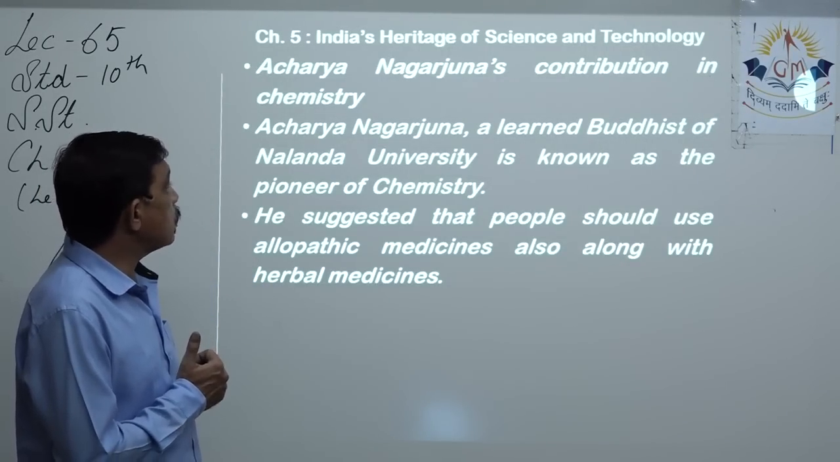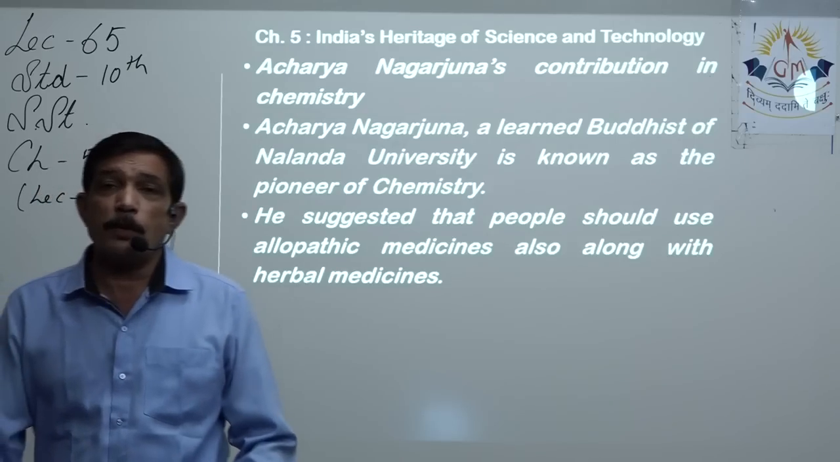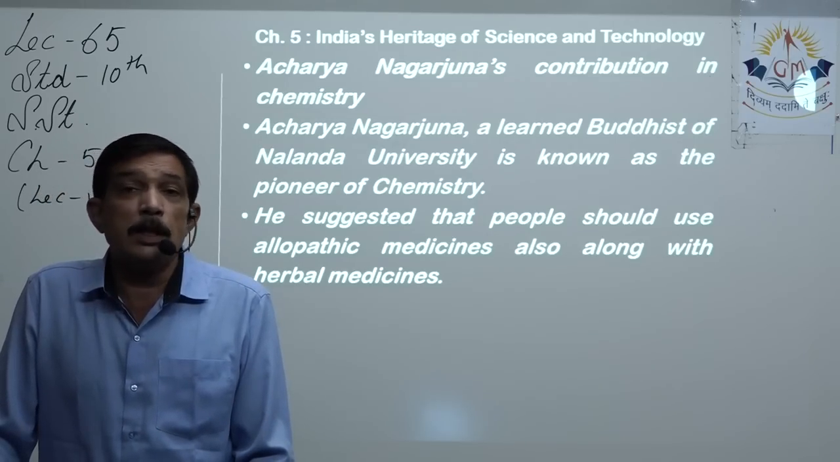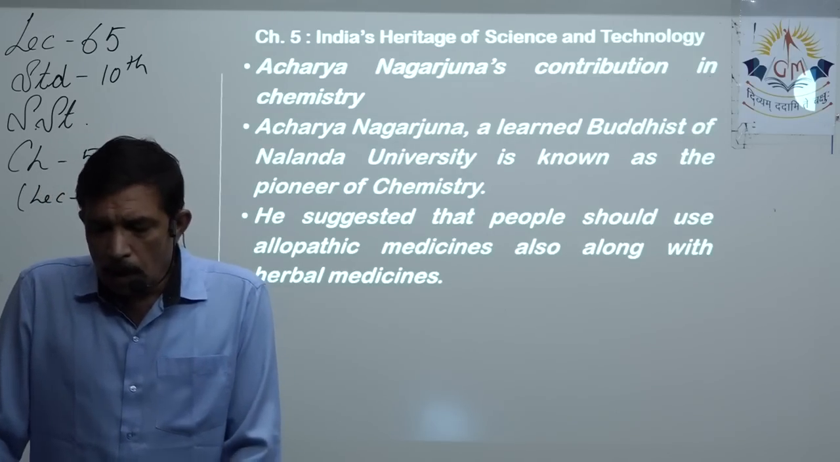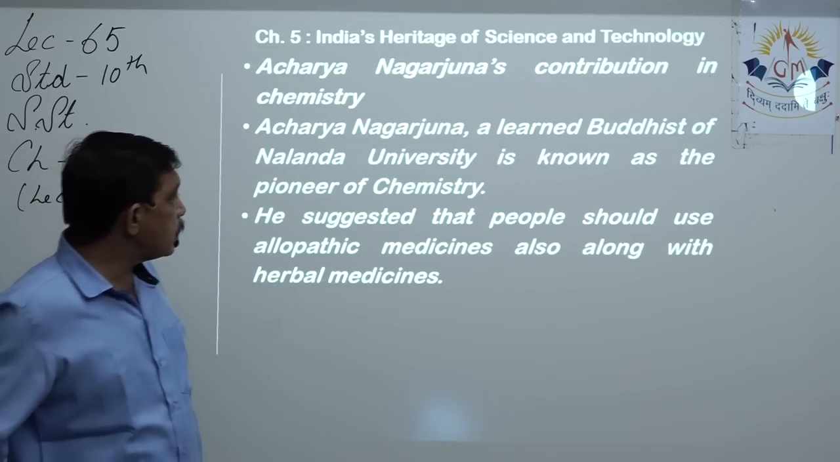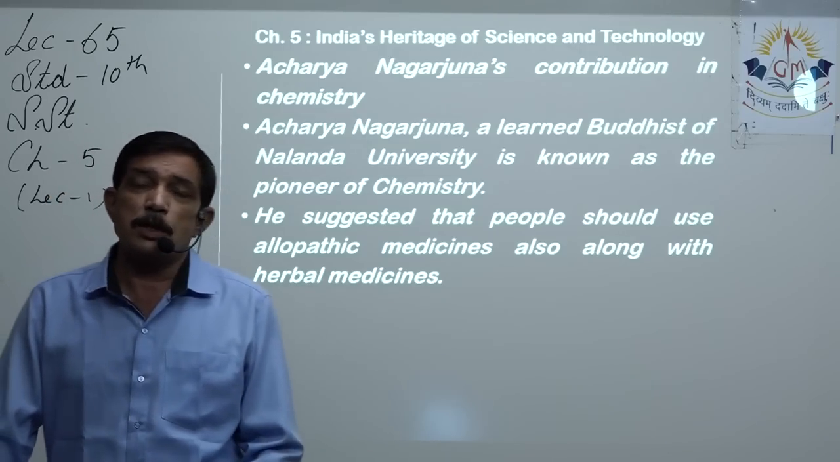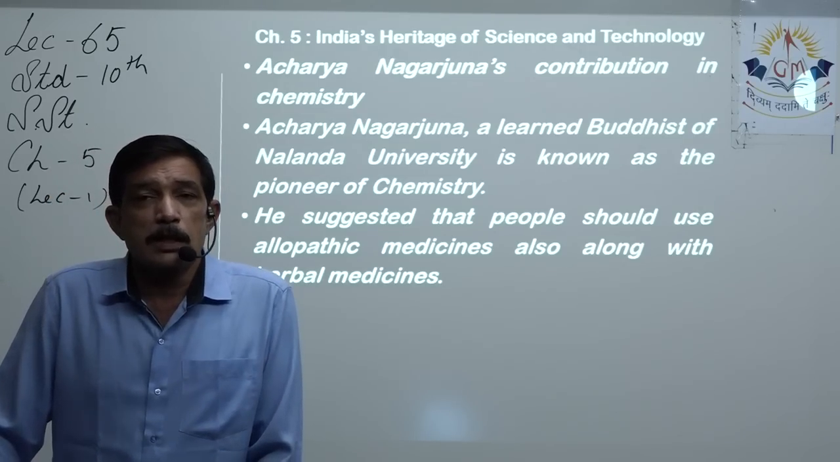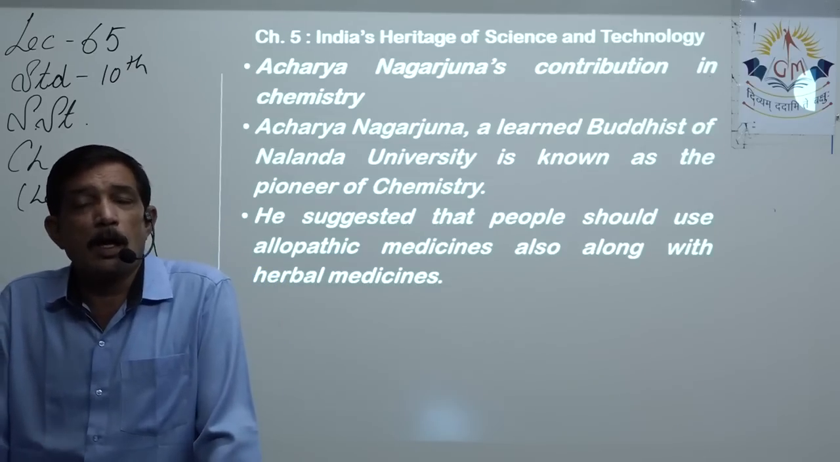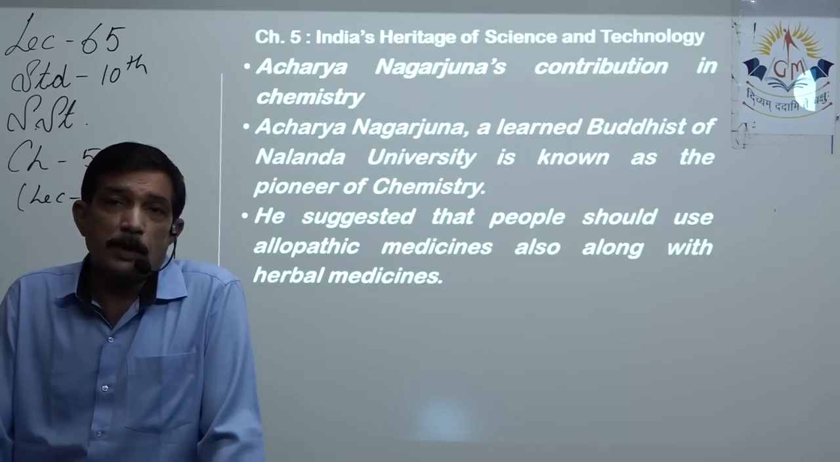So a learned Buddhist of Nalanda University, he is known as the pioneer of chemistry, pioneer and initiator, one who starts. He suggested that people should use allopathic medicines along with herbal medicines. Even during those times, in the ancient time, it was already an established fact that people were using Ayurvedic medicines for curing lots of diseases.